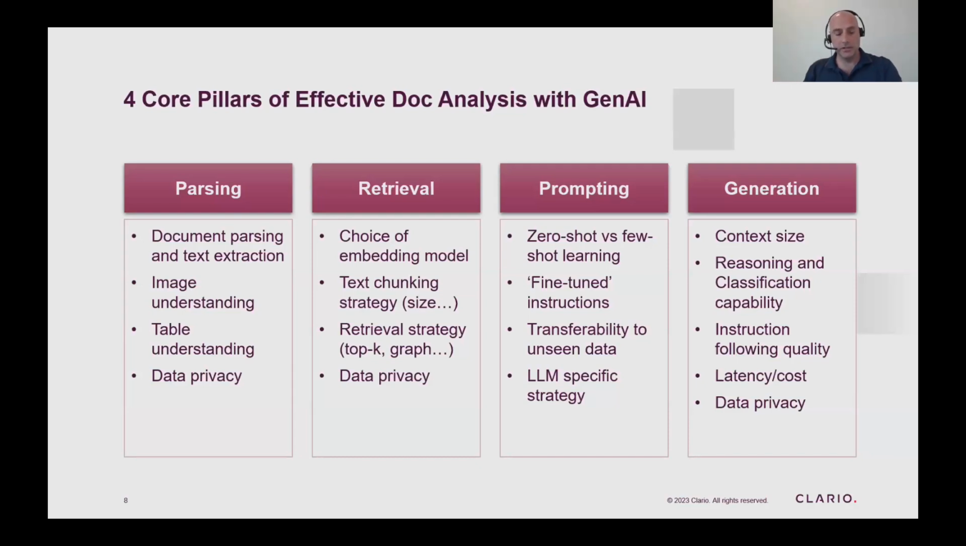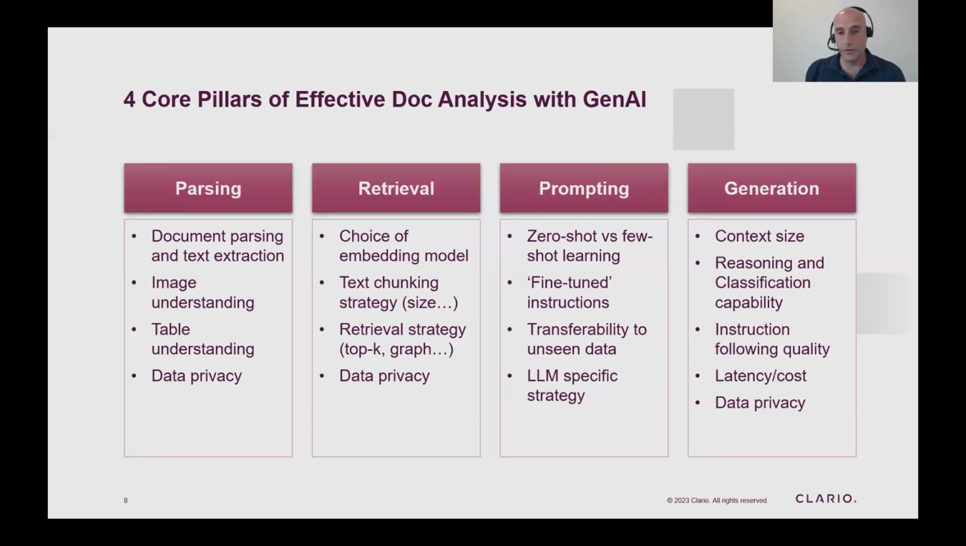Then the third pillar is around prompting. So you want to make sure that you experiment with zero shot and few shot. In the classification context, for example, few shot learning can be very effective. You give some examples and you're able to then repeat that process on unseen data. You want to fine tune your instructions. You want to look at transferability to unseen data, right? So in my previous slide, I talked about maybe you'll get great results on one document, but not so much on the second. And so prompting strategies have an impact on that transferability to unseen data.